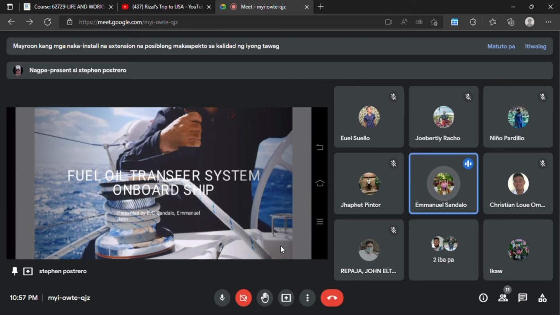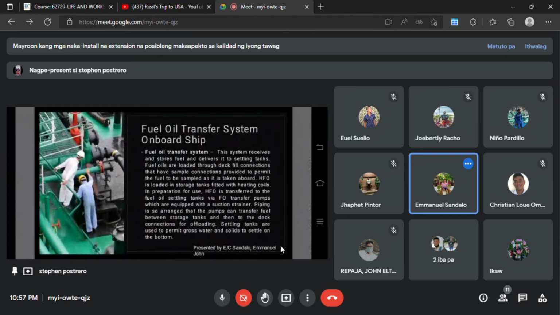Fuel oil transfer system on board ship. So let's proceed to the fuel oil transfer system. This system receives and stores fuel and delivers it to settling tanks. Fuel oils are loaded through deck fill connections that have sample connections provided to permit the fuel to be sampled as it is taken on board.